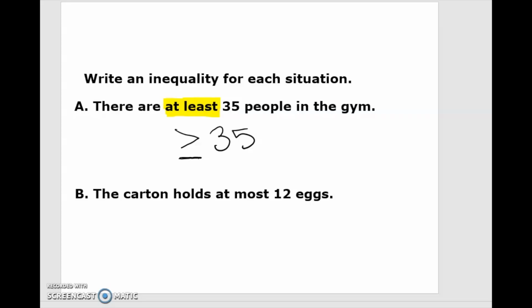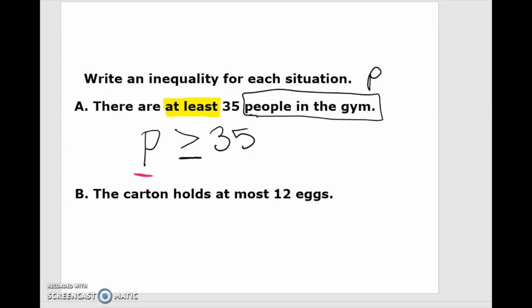Then we keep reading and we see that the something is people in the gym. So we're going to use our variable to represent the people in the gym. So I'm just going to use the variable P to represent people in the gym. So the number of people in the gym, P, is at least, it's greater than or equal to 35 people. So that's our inequality. All right, let's try another one.